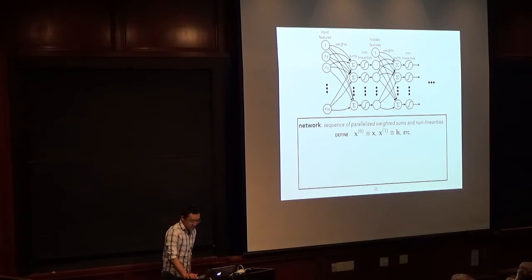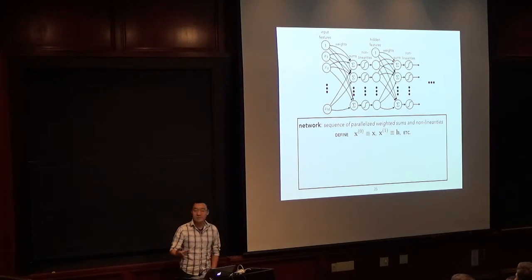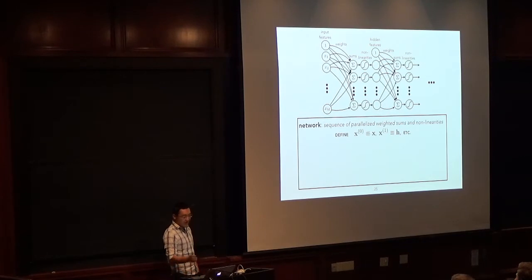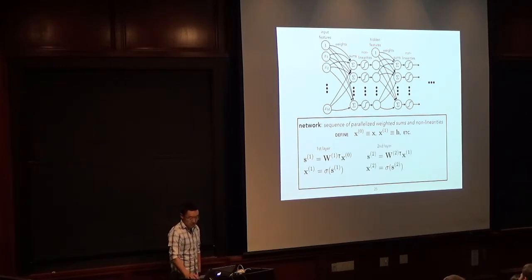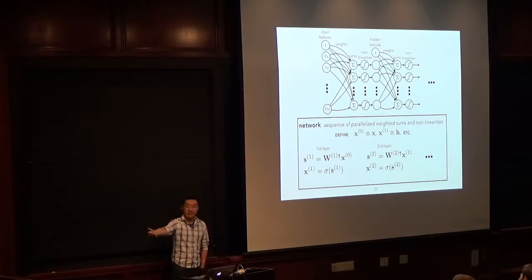Okay. So, a deep neural network is a sequence of parallelized weighted sums and nonlinearity operators. So define x superscript 0, the 0th layer, as the raw inputs. The first layer is the hidden unit outputs from the first layer. And we repeatedly apply this operation, with different weights at each layer, over and over again until we get to the final output layer.